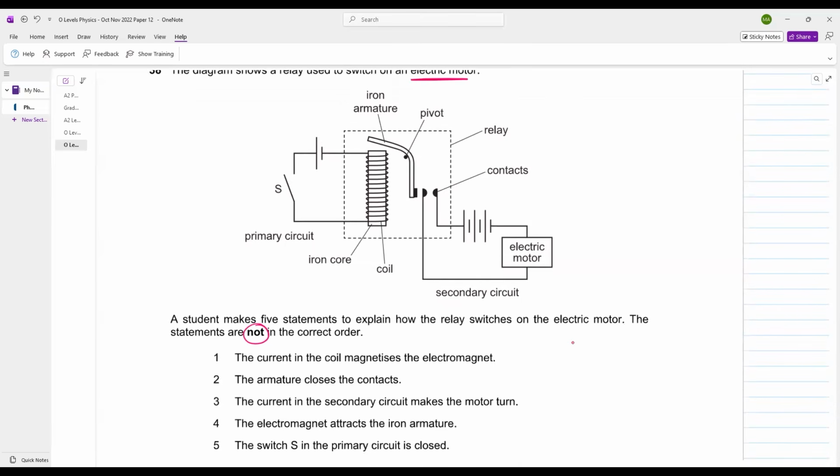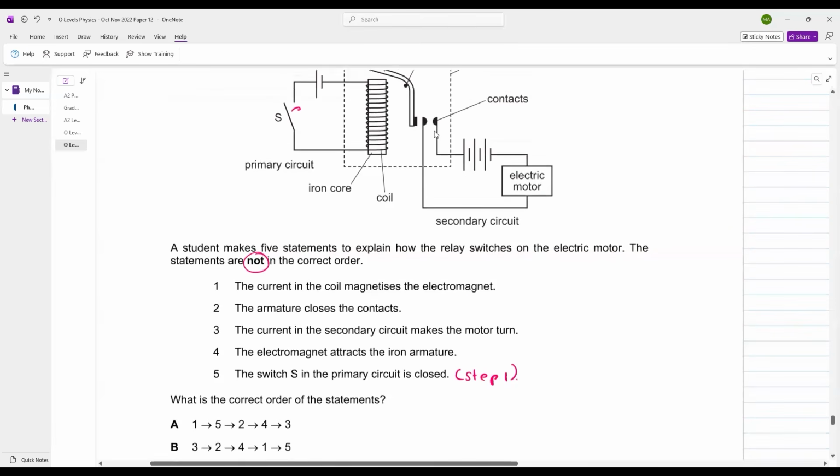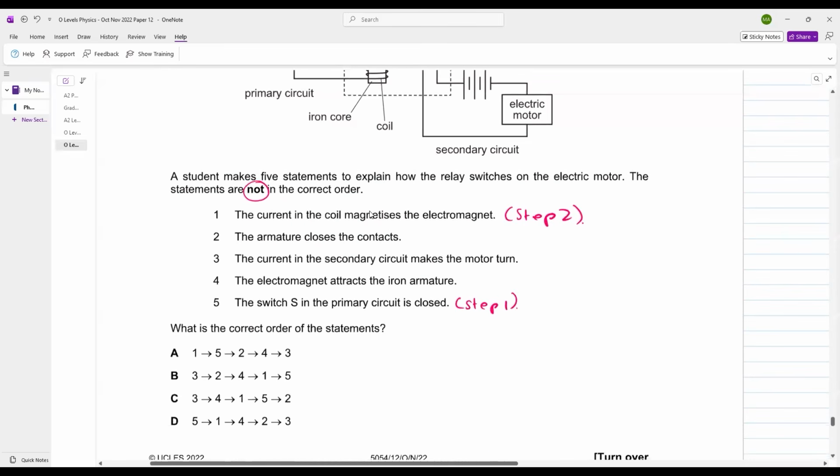The primary circuit का switch will get closed. This will magnetize the iron core. कोई ऐसी चीज लिखी हुई है? The switch in the primary circuit is closed. Yeah, this is your step one. उसके बाद क्या होगा, this iron core will get magnetized. कोई ऐसी चीज लिखी हुई है? Yes, this is your step two. उसके बाद क्या होगा, once this iron core gets magnetized, this will attract the iron armature.